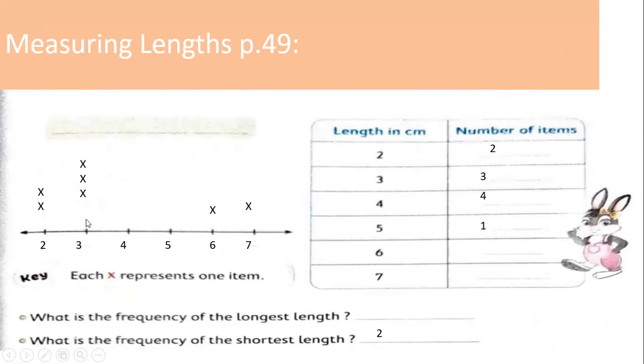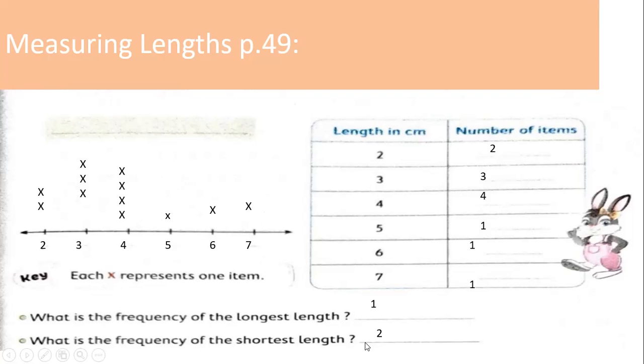So 2 items, 2 x's. 3 items, 3 x's. 4 items, 4 x's. 1 item, 1 x. 6, 1 item, 7, 1 item also. So here is the 4 x's, 1 x, and what is the frequency of the longest length? So I go to the longest length. This is 7 centimeters, right? The frequency means how many in it. What is the number? It is 1.